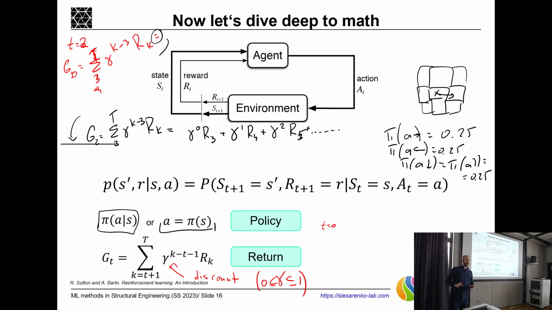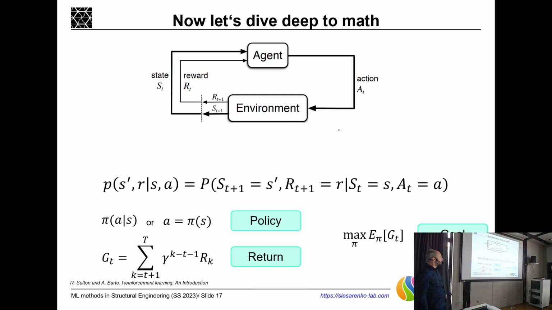It's not so important, but in general, it's a way to separate immediate and long-term rewards. And finally, what are we actually doing in general?